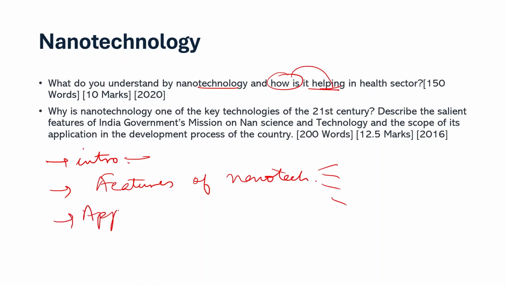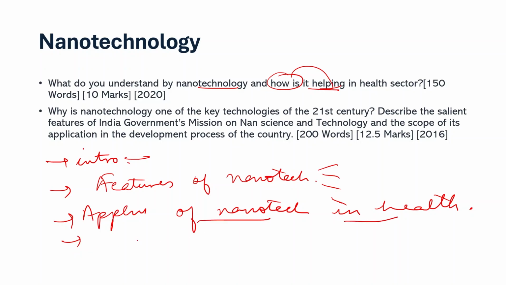So applications of nanotech in health. Here you have to write a lot of points. You can try targeted drug delivery and all those things, nanorobots, sensors. There are different points. You can write about applications of nanotechnology in health, and then you can write a conclusion, right, that there are certain concerns and then all those concerns should also be addressed, all those kinds of things.